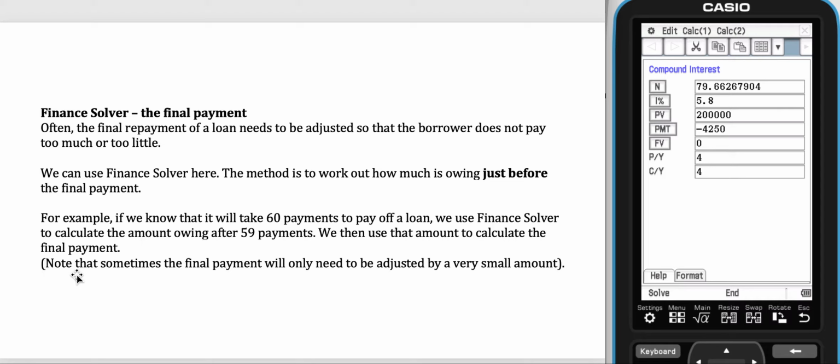And it's important to note that in a lot of cases, the final payment might only be adjusted by a really small amount, like a few cents even. But it's usually adjusted just to make sure that it's exactly zero and no one still owes any money.